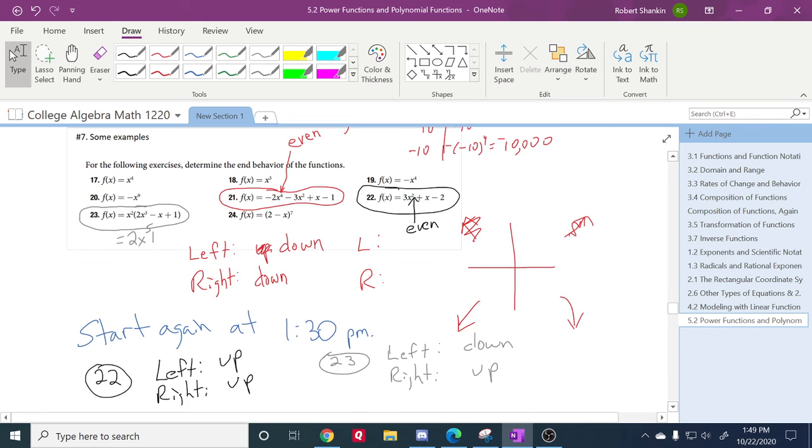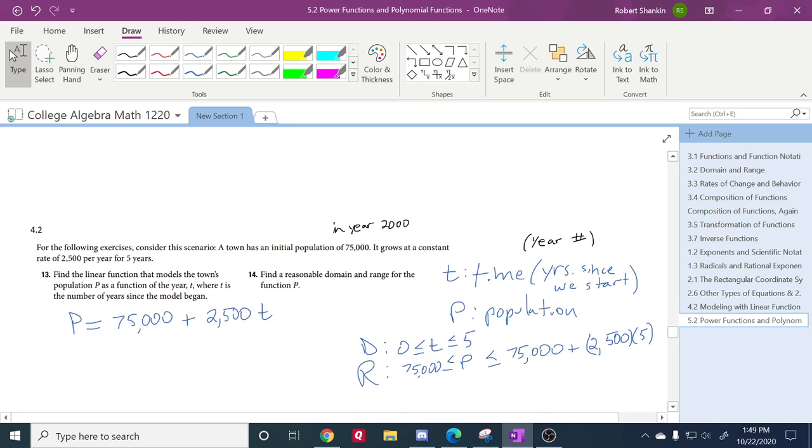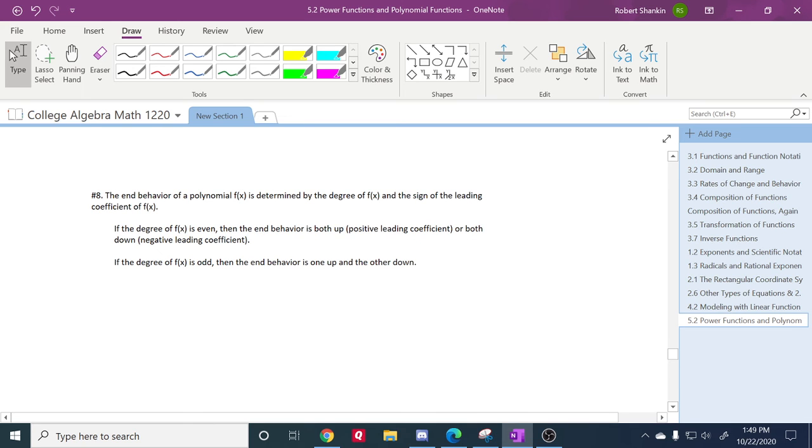This is very similar to if it was any odd exponent, even if it was 2x to the 1st, or 2x to the 7th, 2x to the 9th. It's going to be down on the left, up on the right if it's a positive leading coefficient. Now, the general principle here is the end behavior of a polynomial f of x is determined by the degree of f of x and the sign of the leading coefficient of f of x. Those two things determine the end behavior. That's it.